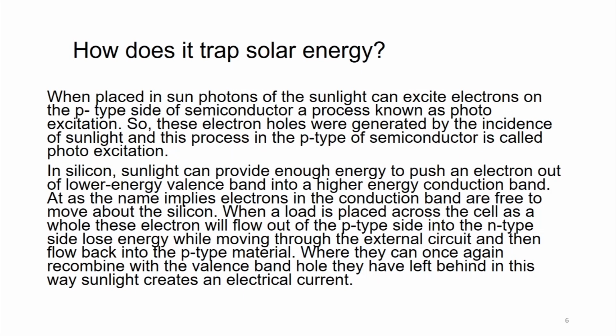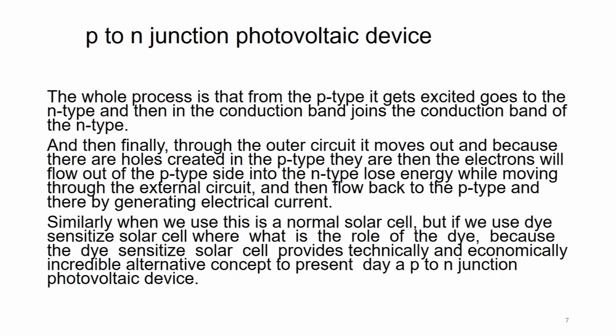When a load is placed across the cell as a whole, these electrons will flow out of the p-type side into the n-type side, lose energy while moving through the external circuit, and then flow back into the p-type material, where they can once again recombine with the valence band hole they have left behind, in the way sunlight creates an electric current. So, this is the whole cycle in which the electron holes and the electrons are generated, and they are trapped and photoexcited through the solar energy.